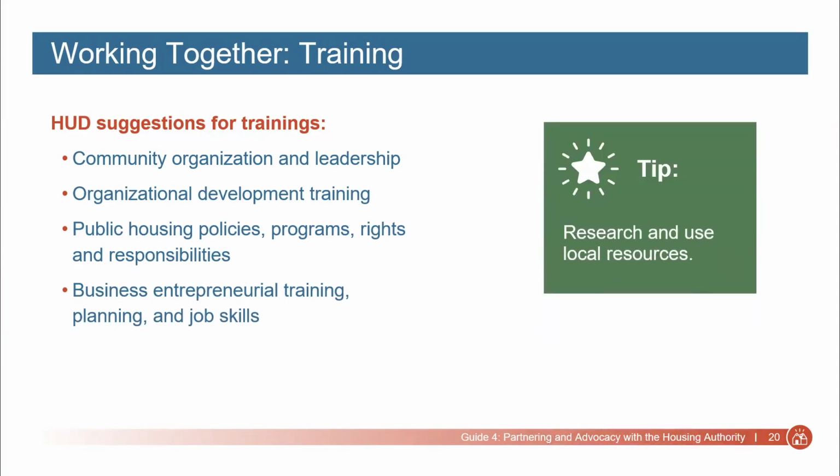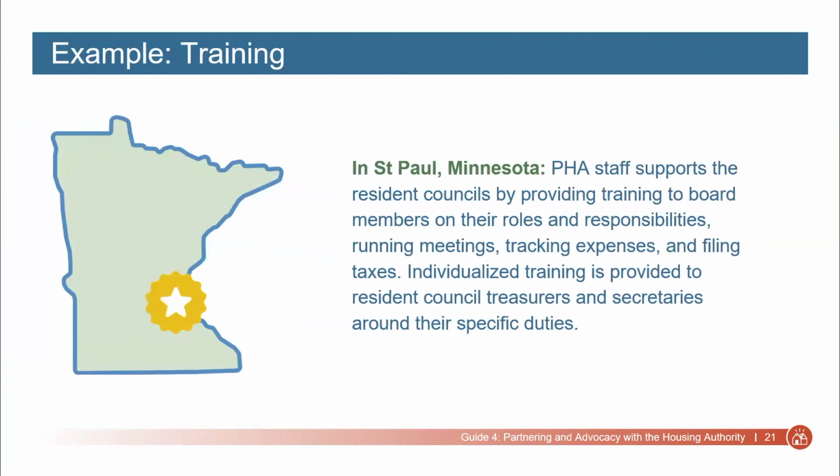But you can also think outside the box. Keep in mind the priorities identified in the needs assessment. Look to local resources for training, including resident organizations, community colleges, vocational schools, HUD, federal and local agencies, and community organizations. In St. Paul, Minnesota, PHA staff support the resident councils by providing training to board members on their roles and responsibilities, running meetings, and how to track expenses and file taxes. Individual training is provided to resident council treasurers and secretaries around their specific duties.